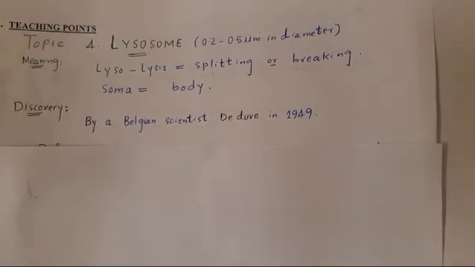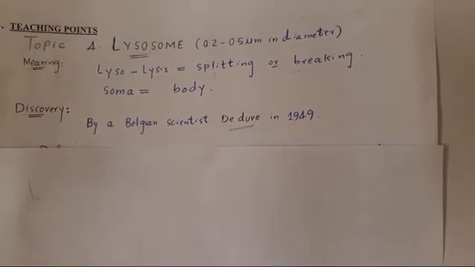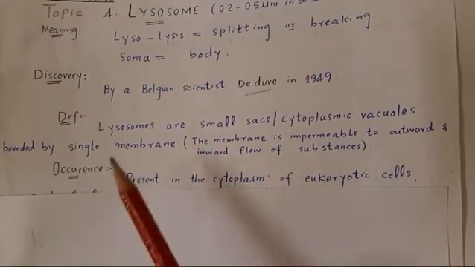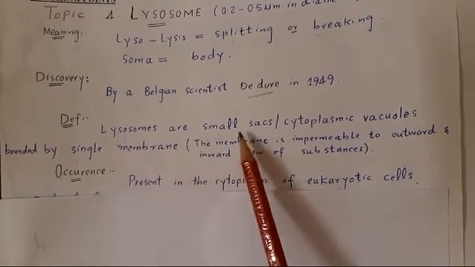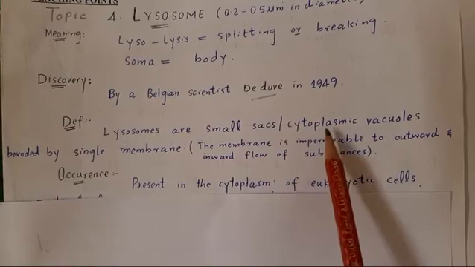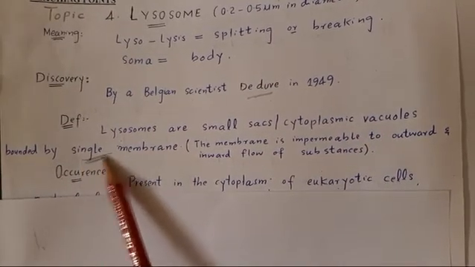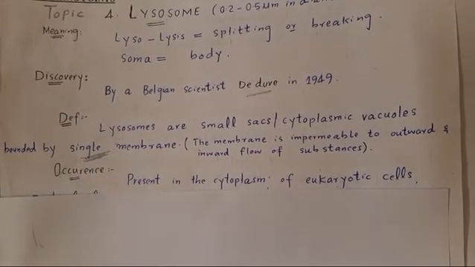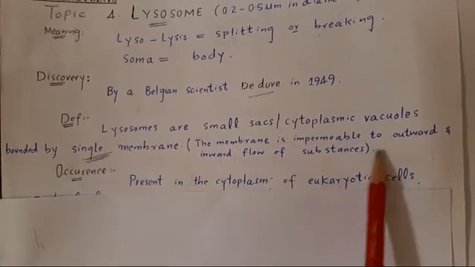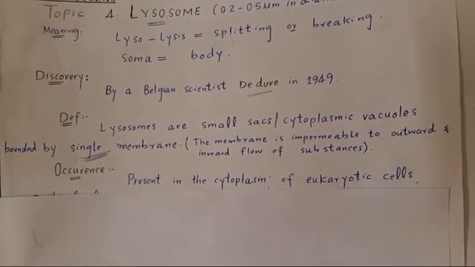Discovery: lysosome was first discovered by a Belgian scientist, De Duve, in 1949. Definition: how can we define lysosomes? Lysosomes are small sacs or cytoplasmic vacuoles bounded by a single membrane. The membrane is impermeable to outward and inward flow of substances.